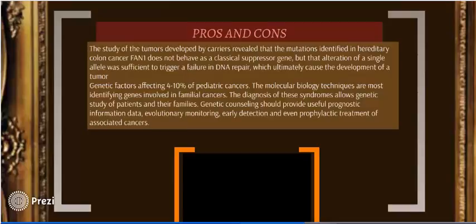Genetic factors affect 4 to 10% of pediatric cancers. Molecular biology techniques have identified the genes involved in familial cancer. The diagnosis of these syndromes allows genetic study of patients and their families. Genetic counseling should provide useful prognostic information, evolutionary monitoring, early detection, and even prophylactic treatment of associated cancer.